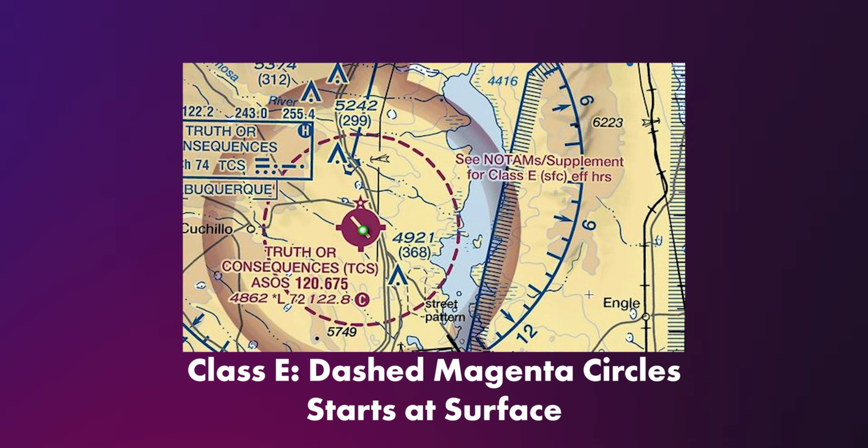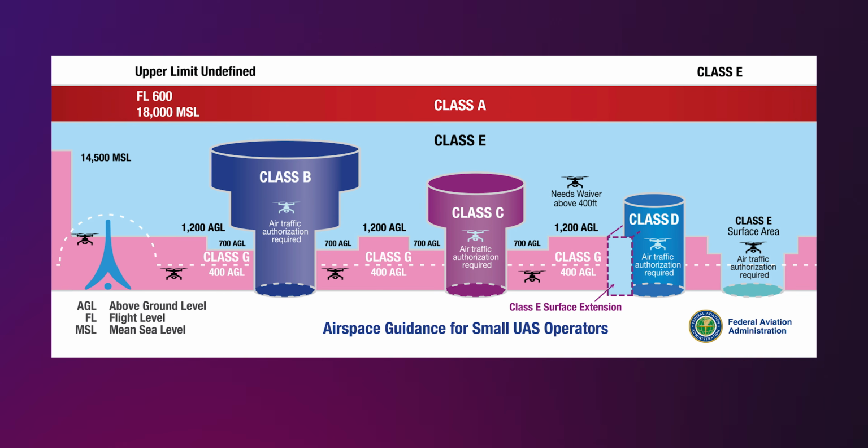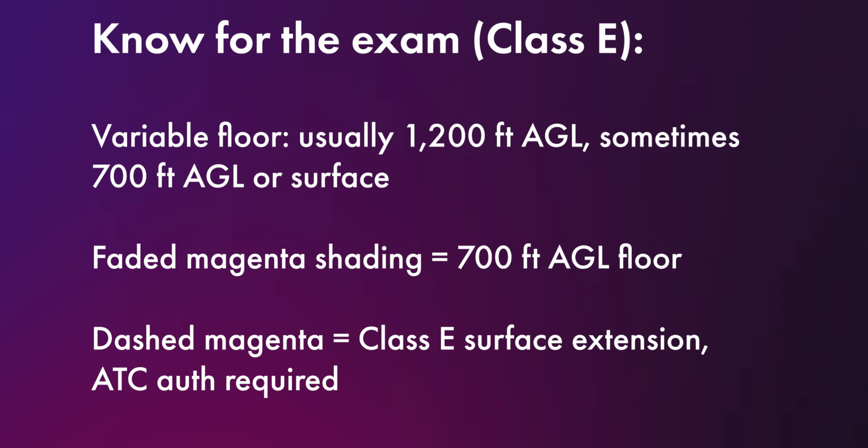Dashed magenta circle around an airport. This is the one that catches people. A dashed magenta circle indicates a Class E surface extension, meaning Class E controlled airspace extends all the way to the ground in that area. This is typically around airports with instrument approaches that don't have control towers. So for the exam, remember, dashed magenta equals Class E surface extension. Class E surface extensions are the hidden trap in drone pre-production. You could be standing in a field that looks like middle of nowhere airspace and be inside a Class E surface extension without realizing it.